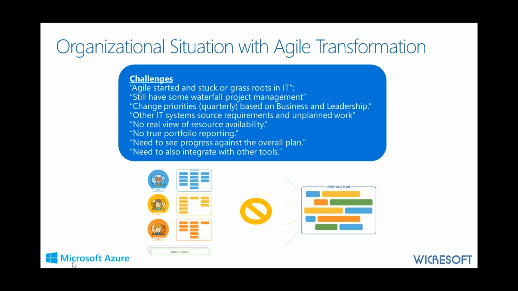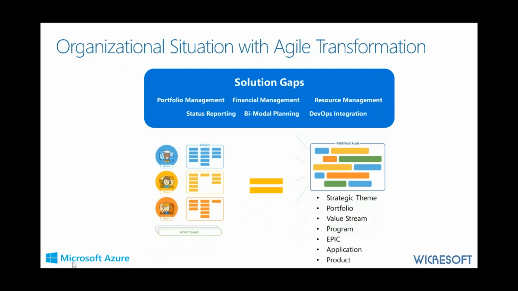There are also challenges with respect to resource availability and seeing across multiple teams. Also with respect to financial tracking across all of those different teams that might be working in all those products. So it's more about providing the perspective of all the work that's being accomplished in a Scrum Agile way. So the solution gaps that I've stated is really what we're trying to address for the organization.